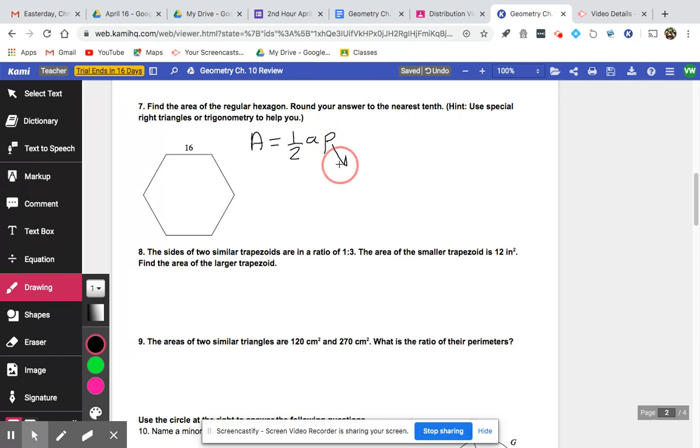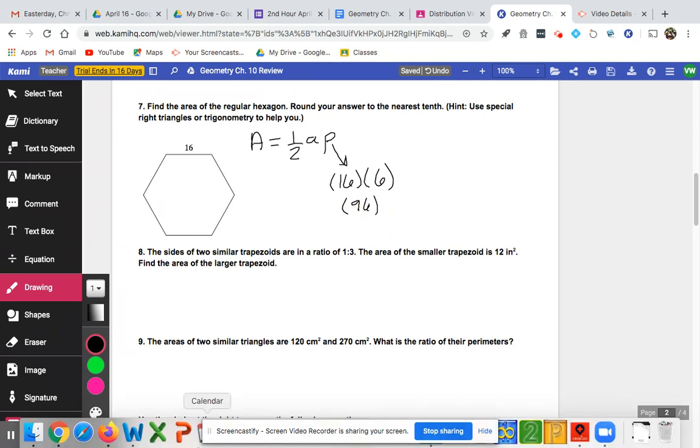The perimeter, we're going to use 16 times 6. If you want to include the actual value for that, you certainly can. What is that? That's 36 plus 60, which is 96. So that should be 96. Maybe I'll write that down here. Now we got to find the apothem.